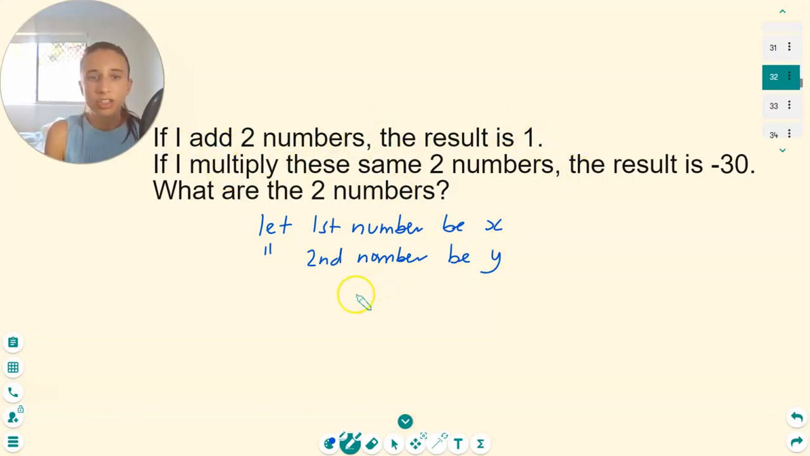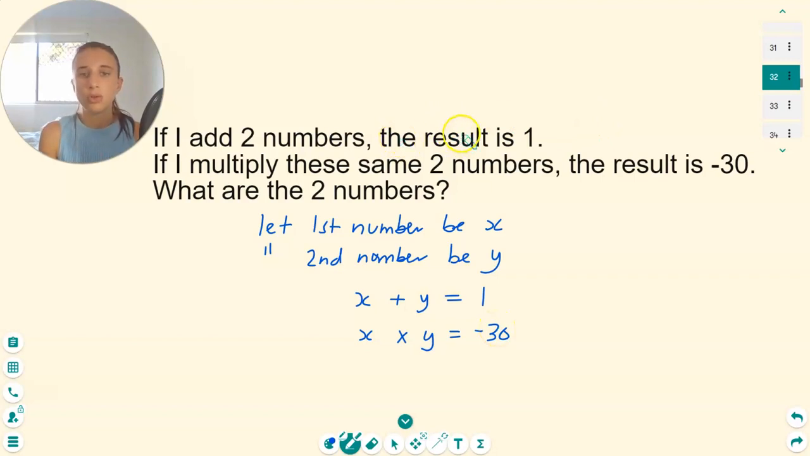If I add these two numbers, so if I add x and y, the result is 1, so equals 1. If I multiply these two numbers, the result is negative 30. So the result just means equals. Put an equal sign there. So what are the two numbers?